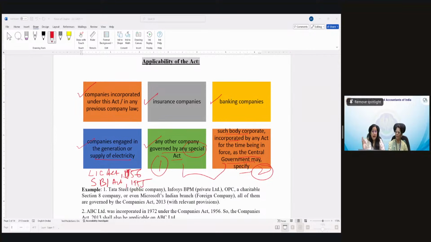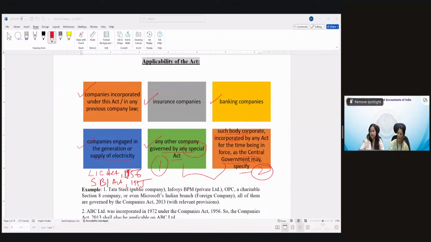And if you see, there is one more thing. The insurance companies or the banking companies are not incorporated under the Companies Act, but in order to bring them under the purview, not exactly the whole of the Companies Act, but to make the provisions of the Companies Act 2013 applicable on these companies, they have been brought under the ambit of applicability of the act.